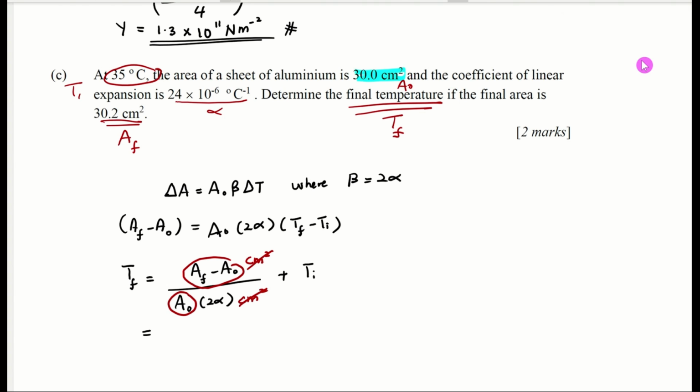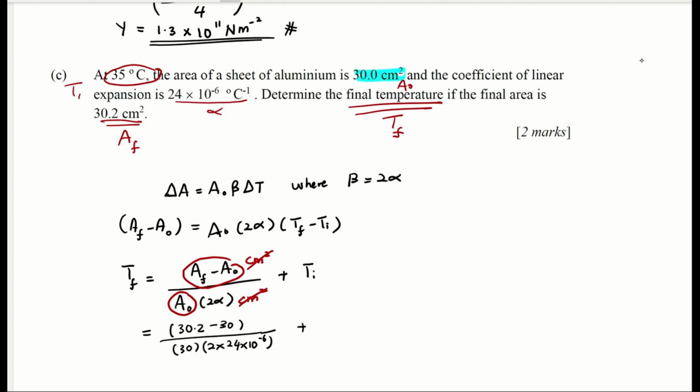Okay. So A final tadi adalah 30.2. So delta A dia adalah 30.2. So let's write that final area is 30.2 minus A naught is 30. And then over, that one is 30 times 2 alpha. So alpha is 24 exponent negative 6.